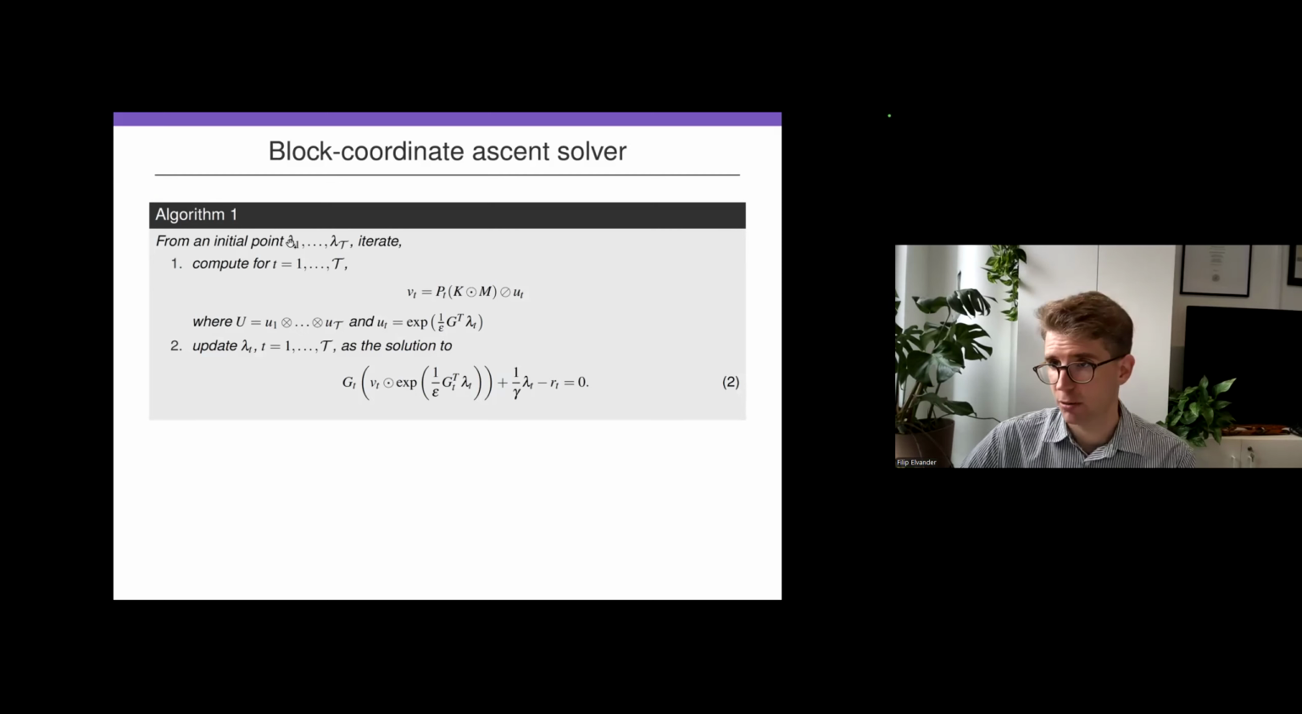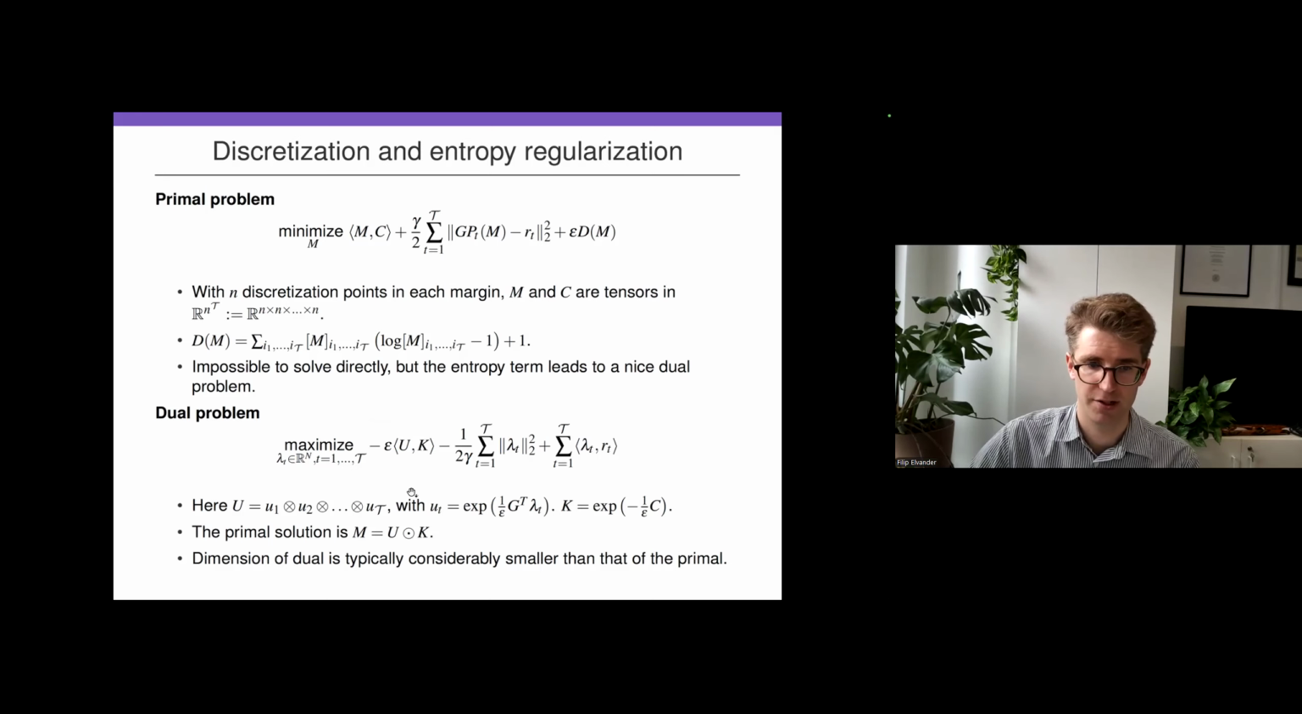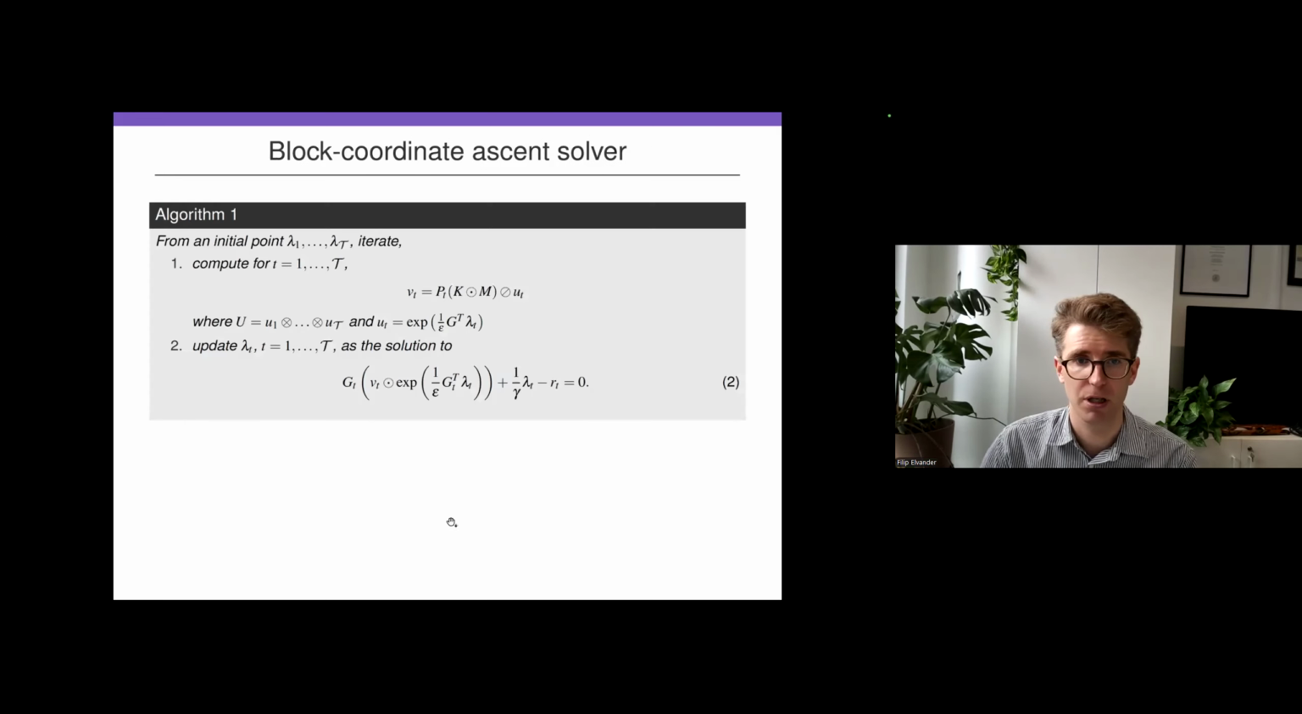So you would start at some initial point, and then basically all you need to do is compute the projections of the transport plan that we have here, or current estimate of it. You project that down onto the different marginals, and then maybe the not as pretty thing is that you need to solve a nonlinear equation. So that's basically what it boils down to. So very simple iterations.